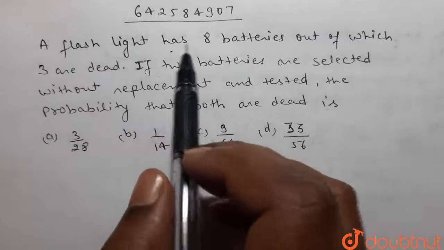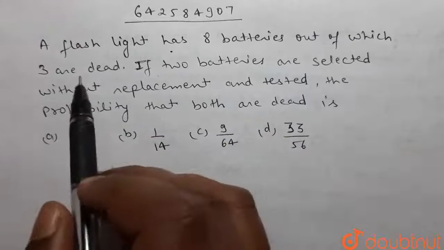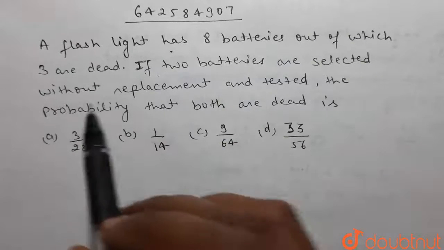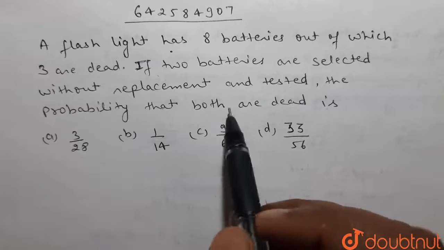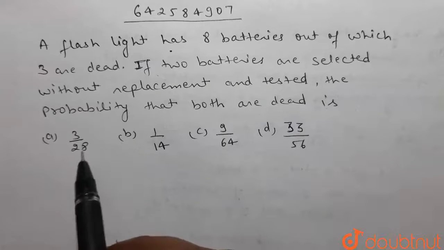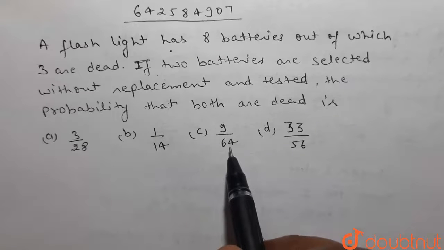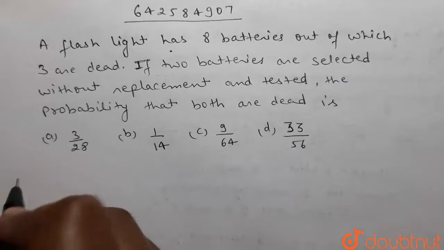A flashlight has 8 batteries, out of which 3 are dead. If 2 batteries are selected without replacement and tested, the probability that both are dead is, options are 3 by 28, 1 by 14, 9 by 64, and 33 by 56.